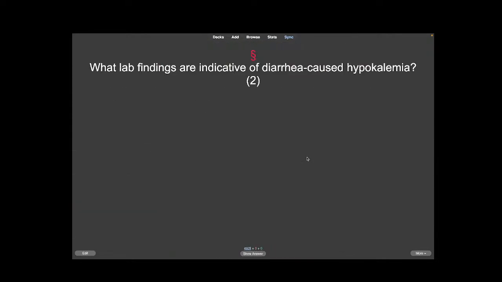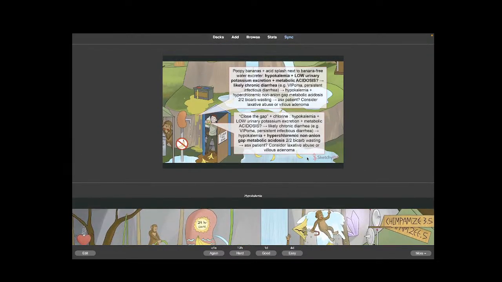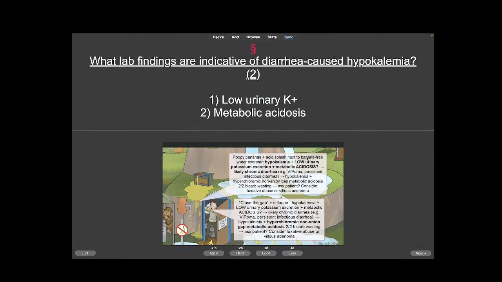All right, okay. Lab findings are indicative of diarrhea-caused hypokalemia. We've got some low urinary potassium, and we have metabolic acidosis. Oh, is that what it was? Metabolic acidosis.